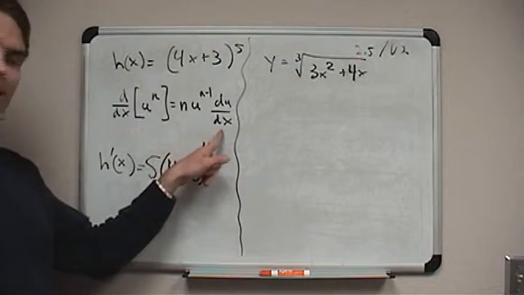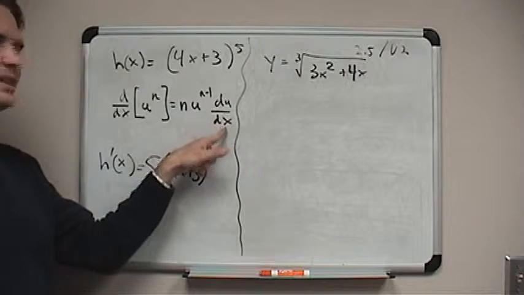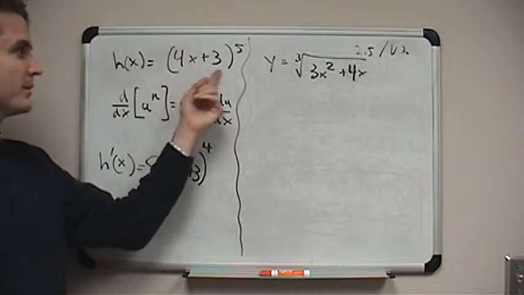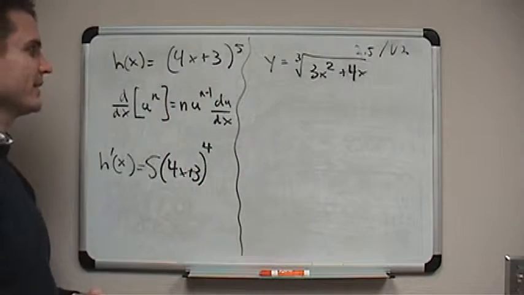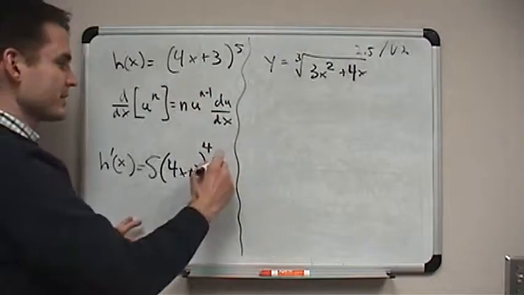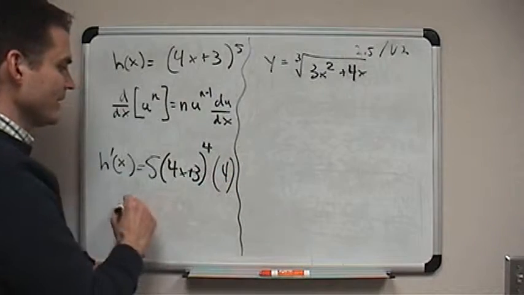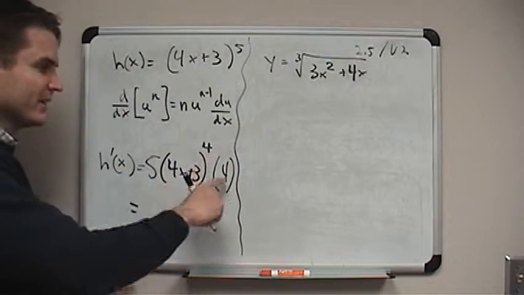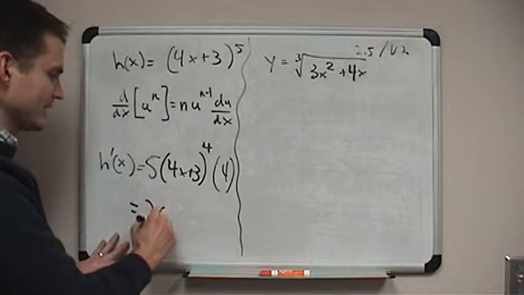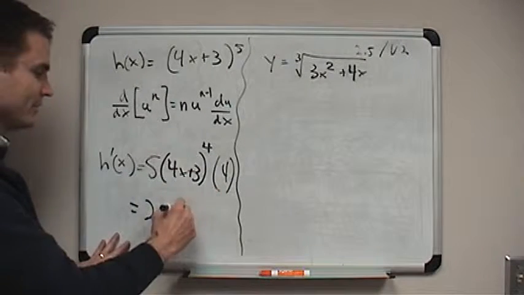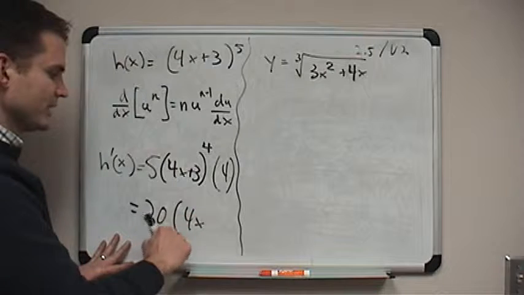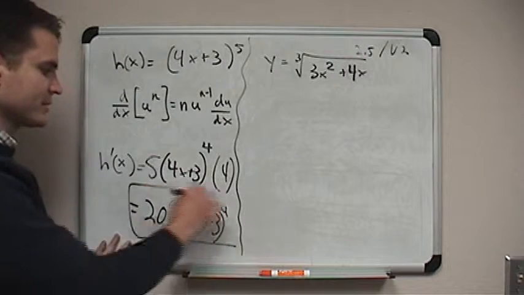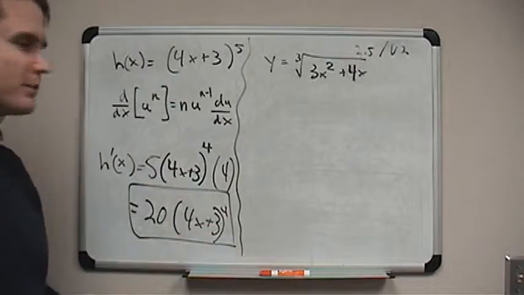However, we have to multiply by du dx. That's just the derivative of the function u, the thing we were raising to the power to begin with. Well, the derivative of 4x plus 3 is just 4. So I've got 5 times 4x plus 3 to the 4th times 4. And just like I did in the last example, I can multiply the 5 and 4 together, and I get 20 times 4x plus 3 to the 4th. Same answer we got in the last one, just a slightly different rule.